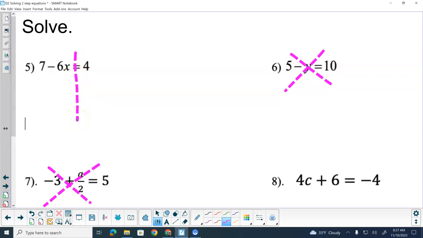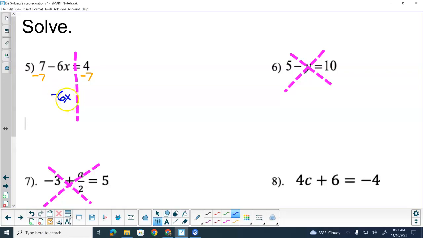Start with the line down the middle. Okay, what am I going to do first? What am I going to clear first in this one? The 7? Okay, so is the 7 positive or is the 7 negative? Positive, so how am I going to move it to the other side? I'm going to subtract 7 from both sides. Yep. Subtract 7 from both sides. And then that's going to give me this 7 minus 7, that's going to go away. That's why I'm doing it.